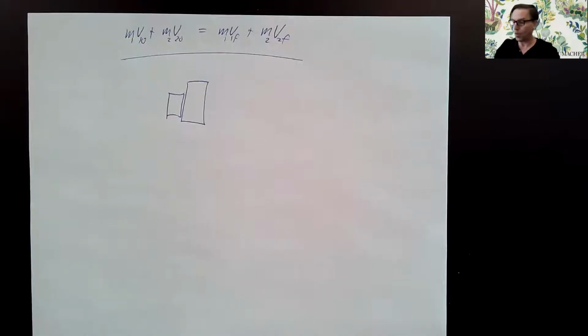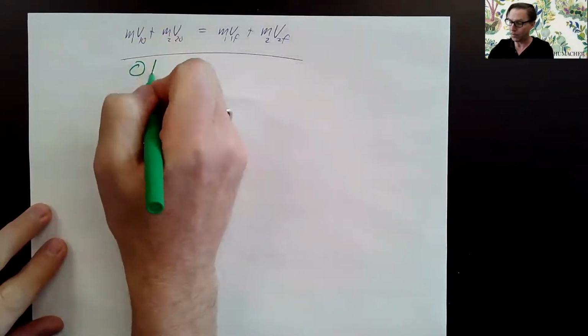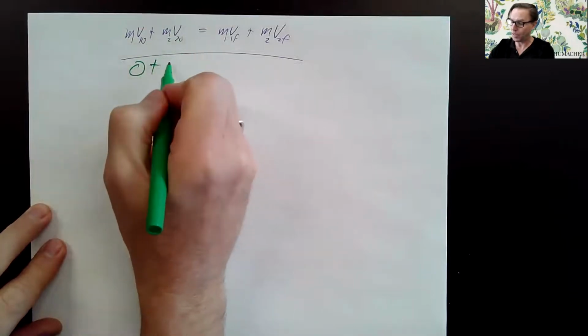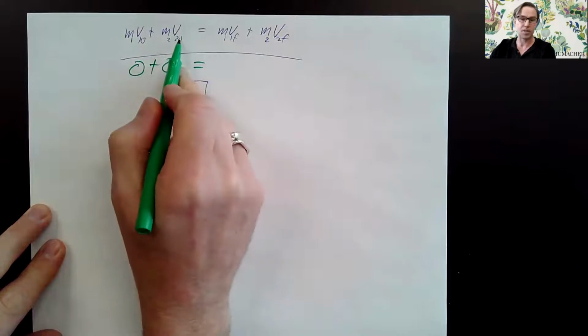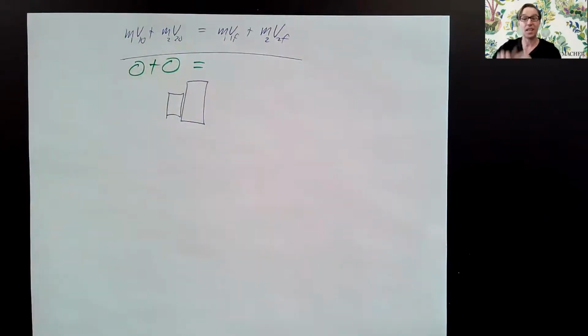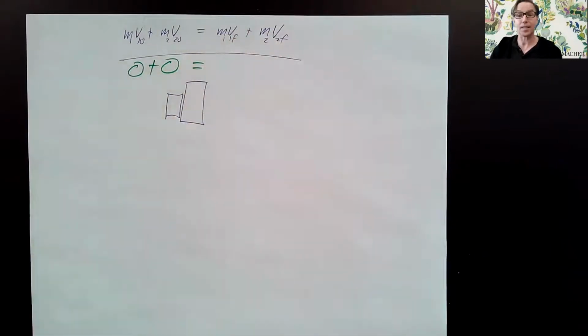So M1, V1 initial is 0 because V1 is 0. And M2, V2 initial is 0 because this initial velocity was 0. So that's kind of an easy left side of the equation. And when the two objects push off, they move away from each other. But do they move away from each other at equal speeds? Well, it depends on their masses.